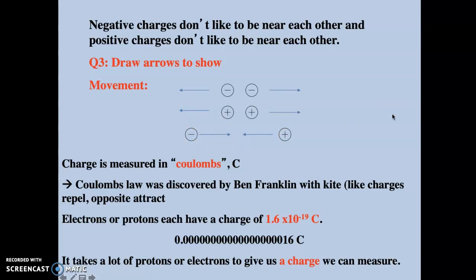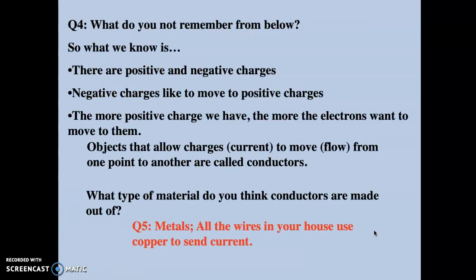That's what he discovered there. So this is a really small number. The charge is 1.6 times 10 to the negative 19, which is this number. And that's a really small number. So each electron or proton is a really small amount of charge. So it takes a lot of protons or electrons to give us a charge that we can actually measure or use to do work, because that's really what's being done.